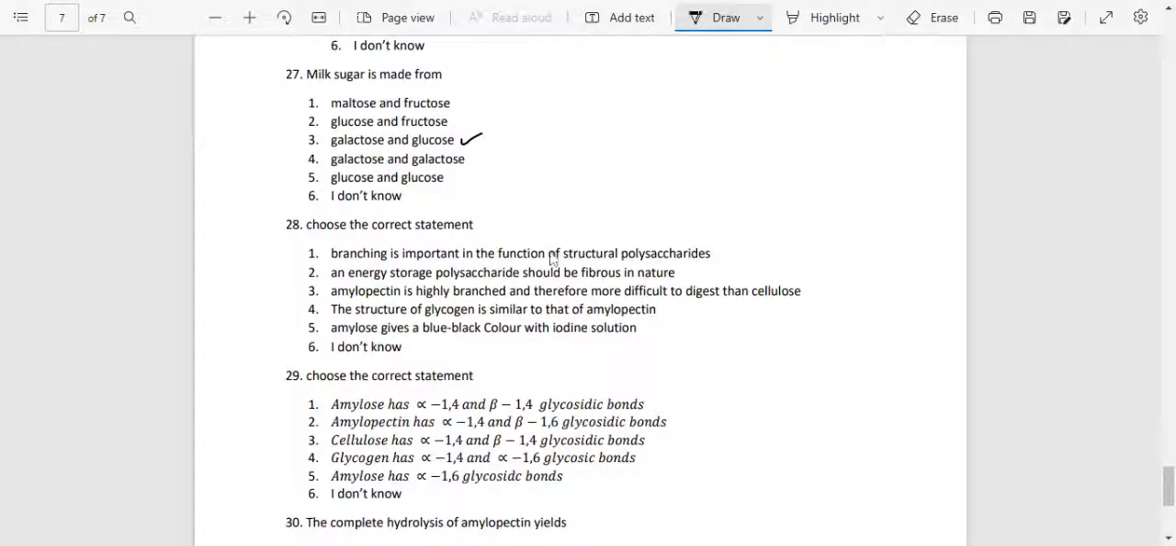28. Choose the correct statement. Branching is important in the formation of structural polysaccharides. Is it? So we have got two types of polysaccharides. We've got those which are involved in structures, which we call structural polysaccharides, and then we also have those for energy storage. Now, for energy storage, because we need energy anytime, they should be branched, so that they can be easily broken down. But the structural polysaccharides shouldn't be branched.